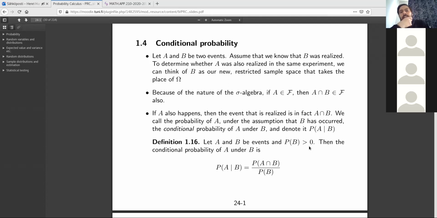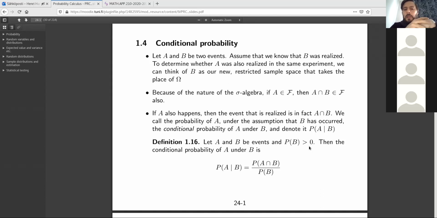The conditional probability of A under B is simply defined as the probability of both happening divided by the probability of B happening. Now, to make sure that this is a number between 0 and 1, it's obvious that the probability of A intersection B has to be smaller than or equal to the probability of B. So this quotient is going to be a number smaller than or equal to 1, and because both are positive, it's greater than or equal to 0.